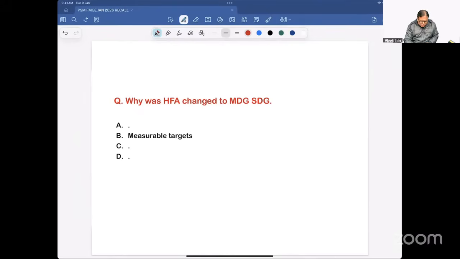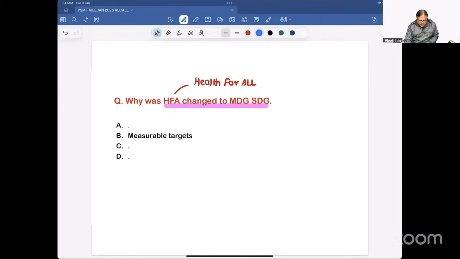Was there a question on why health for all has changed to Millennium Development Goal, Sustainable Development Goal? Health for all, why has it changed to Millennium Development Goal, Sustainable Development Goal? Making a plan will also remain same, Doctor. It will remain same. Okay, plan formulation. Yes, first is to make a plan. Absolutely. Okay, there was a question on this also.